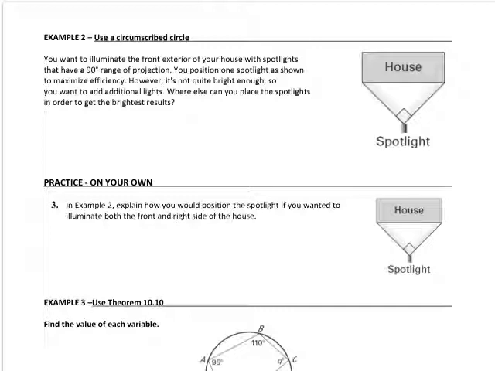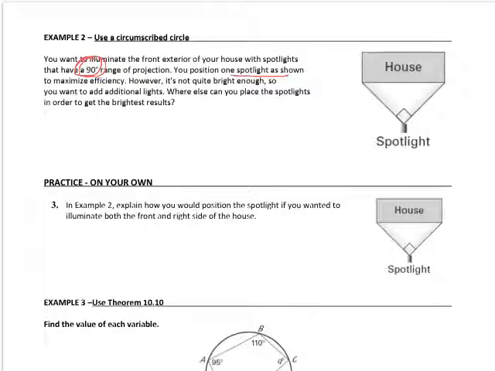problem. So it says here, you want to illuminate the front exterior of your house with spotlights that have a 90-degree range of projection. So 90 degrees, that reminds me of a right triangle. You position one spotlight as shown to maximize efficiency. However, it's not quite bright enough, so you want to add additional lights. Where else can you place the spotlights in order to get the brightest results?